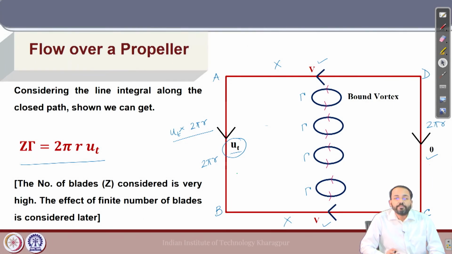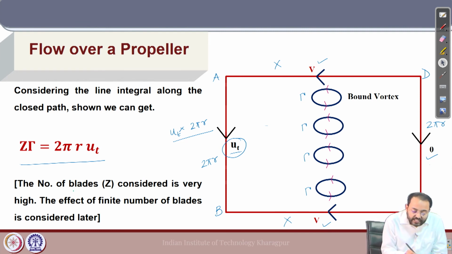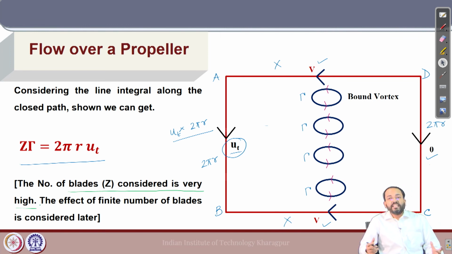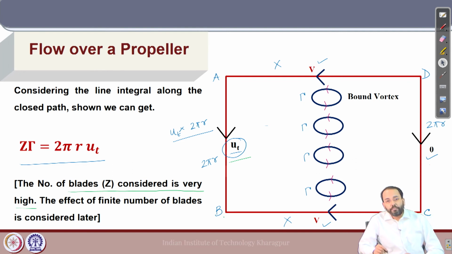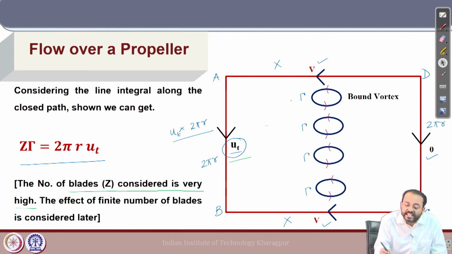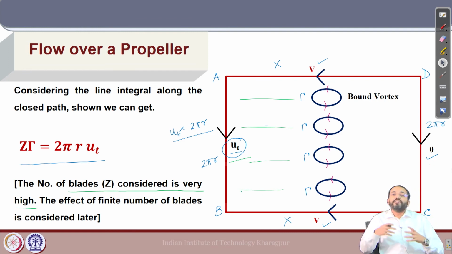Now, there is one assumption here which is very important. The number of blades is considered very high, that means infinite number of blades in the actual sense here, because we have considered the induced velocity ut uniformly in the downstream of the propeller. But actually in the real case there are z number of blades, each of them will shed a trailing vortex sheet. So, these trailing vortex sheets will actually lead to the induced velocities, which should not be continuous because the vortex sheets are discrete from each of these blades.